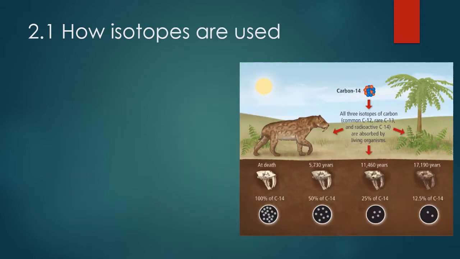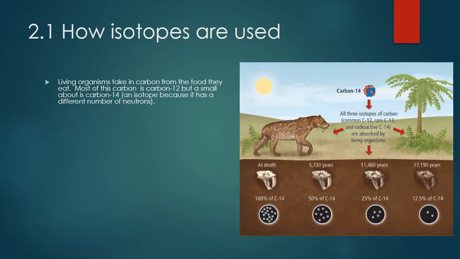So, knowing that an isotope is an atom with a different number of neutrons than a typical atom, being an isotope doesn't sound that exciting, but it turns out that isotopes have a very practical use. One isotope that we commonly use is an isotope of carbon. Living organisms take in carbon constantly from the food they eat, and most of this carbon is carbon-12. There's a small amount of carbon-14 in the air. Carbon-14 is an isotope of carbon-12 because it has a different number of neutrons. And so living things take in a small amount of carbon-14 into their bodies.